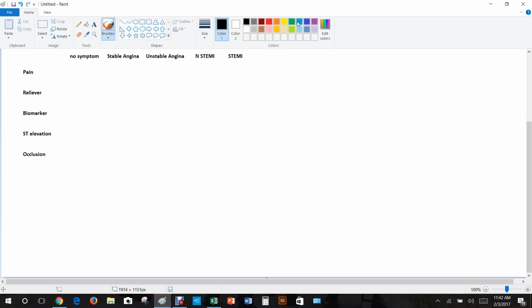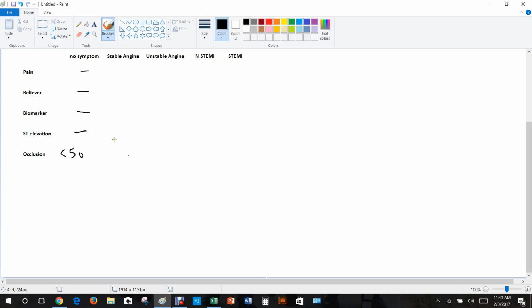So first of all, looking at the non-symptomatic. Well, obviously there's no pain, and if there's no pain, then nothing relieves it. There are going to be no biomarkers, no ST elevation, and there's going to be no occlusion. Well, actually, I take that back. There's going to be less than 50% occlusion. So if you look at it, usually it's going to have less than 50% occlusion. I'm going to make that look a little bit prettier, just put 50 here. Okay, so less than 50%.